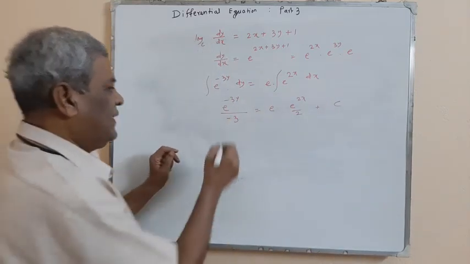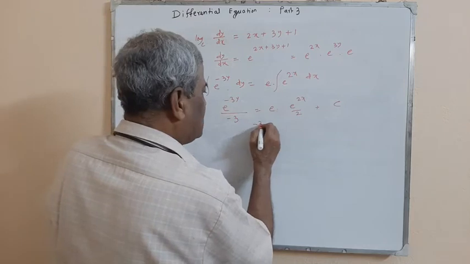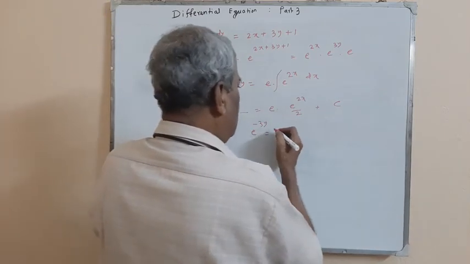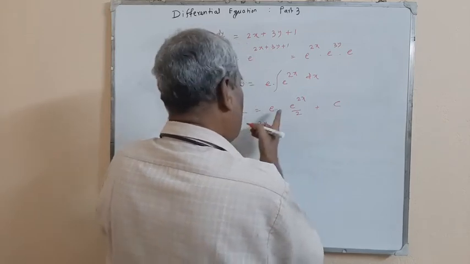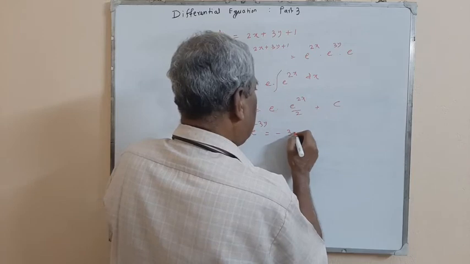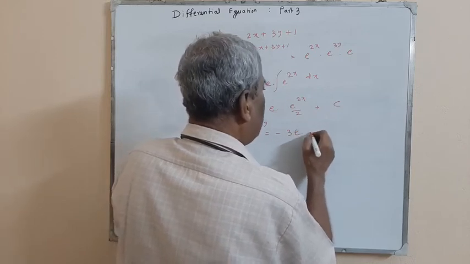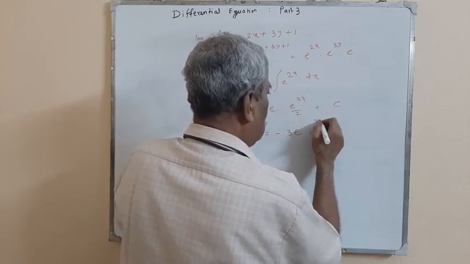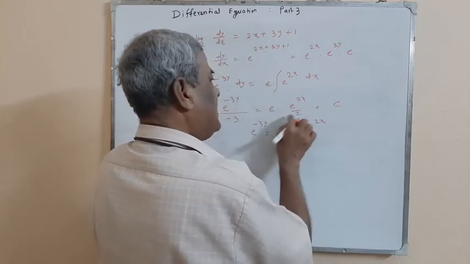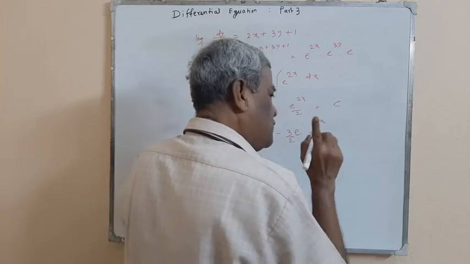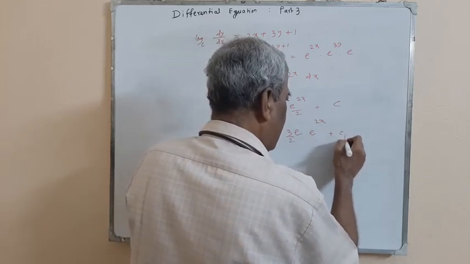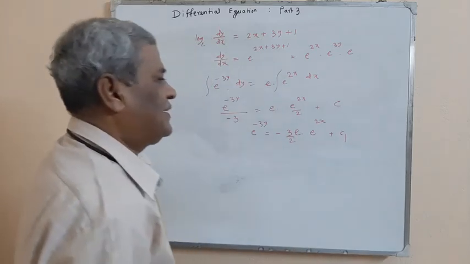So after simplifying, e to the power minus 3y equals minus 3e into e to the power 2x by 2 plus 3c. c is a constant, 3c is another constant, let it be c1. And that is the answer.